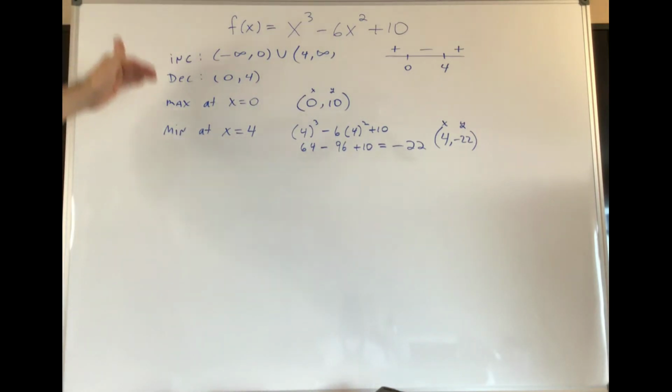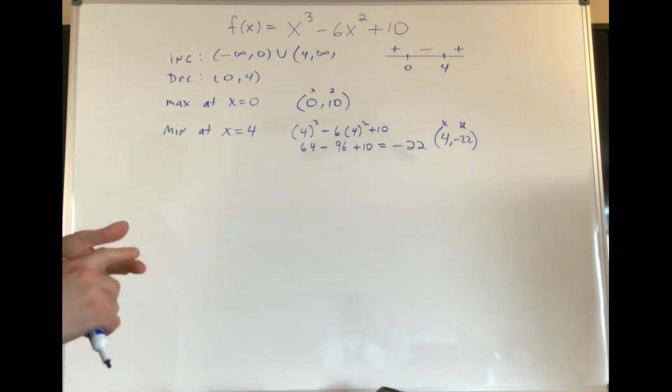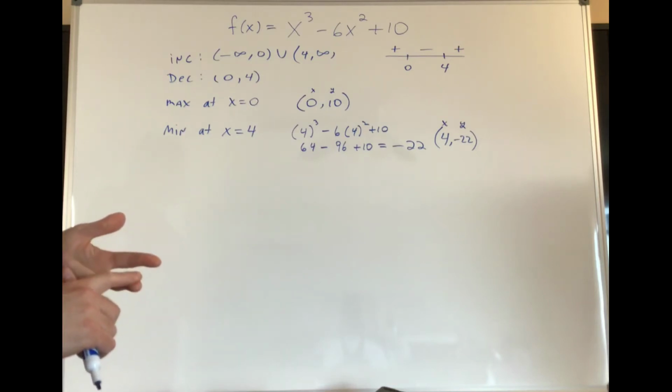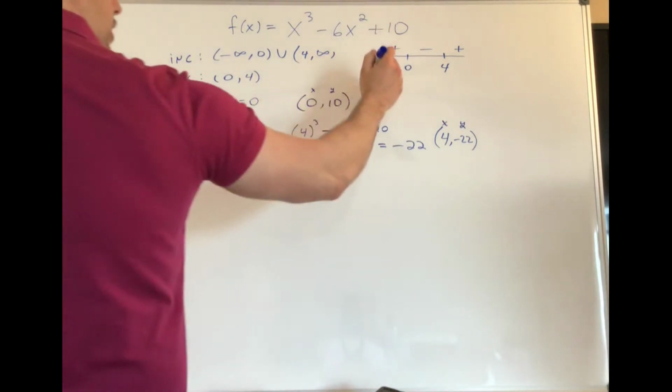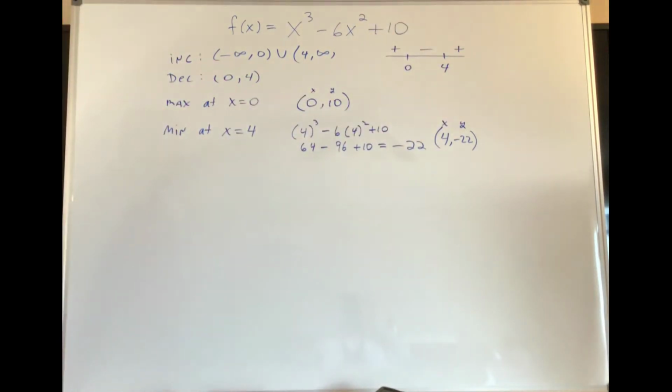Okay, so that's all first derivative. Increasing, decreasing, max and min, done. Now all I have to do is find the shape of the curve, right? Concavity, concave up, concave down, possible inflection point, and then I'm done. Once I know that info, I can actually start to draw this. I already know that it's going to go up, down, up. I just have to make sure I have the shape right, and I have the inflection point plotted.